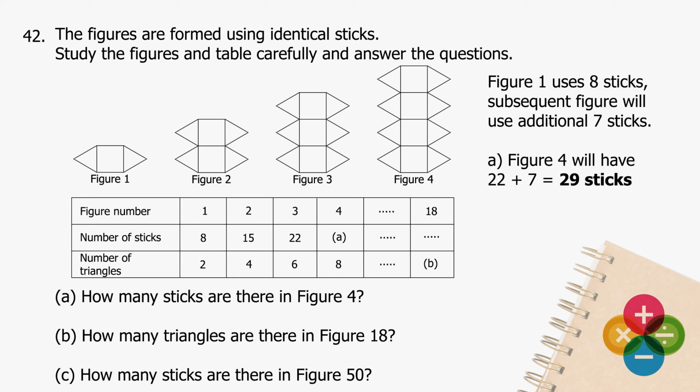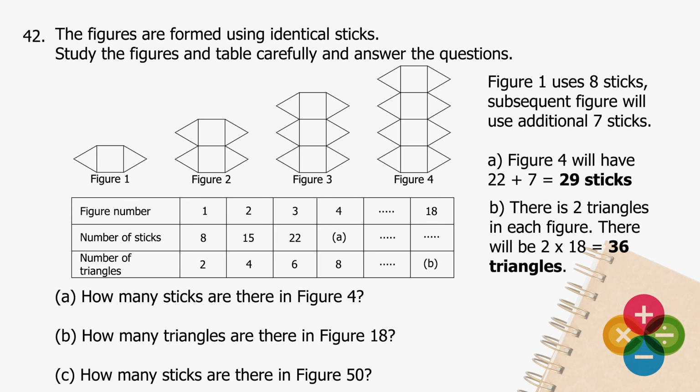Figure 1 uses 8 sticks. Subsequent figures use 7 more sticks. Therefore Figure 4 uses 22 sticks, plus 7 sticks, and total 29 sticks. There are 2 triangles in each figure. Figure 18 will have 2 multiplied by 18 equals 36 triangles.